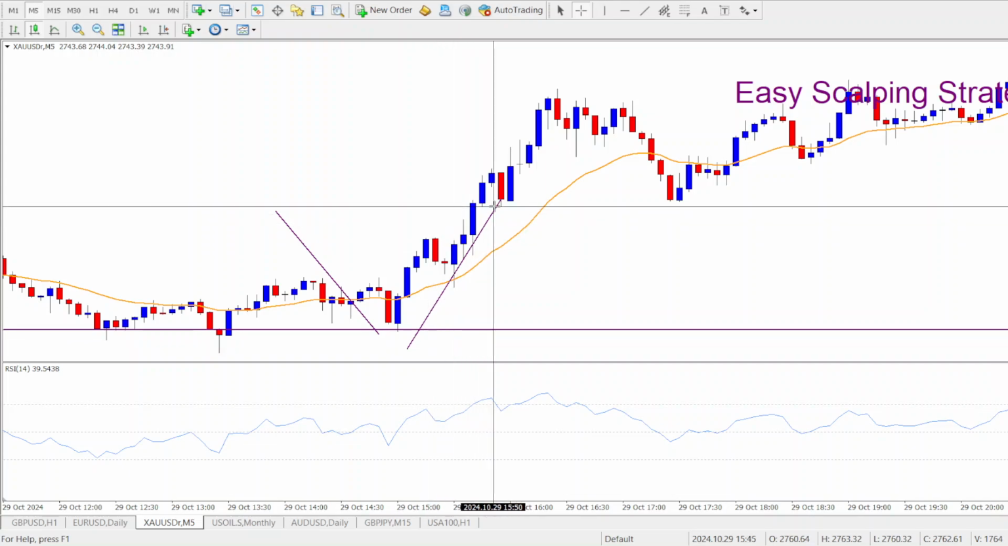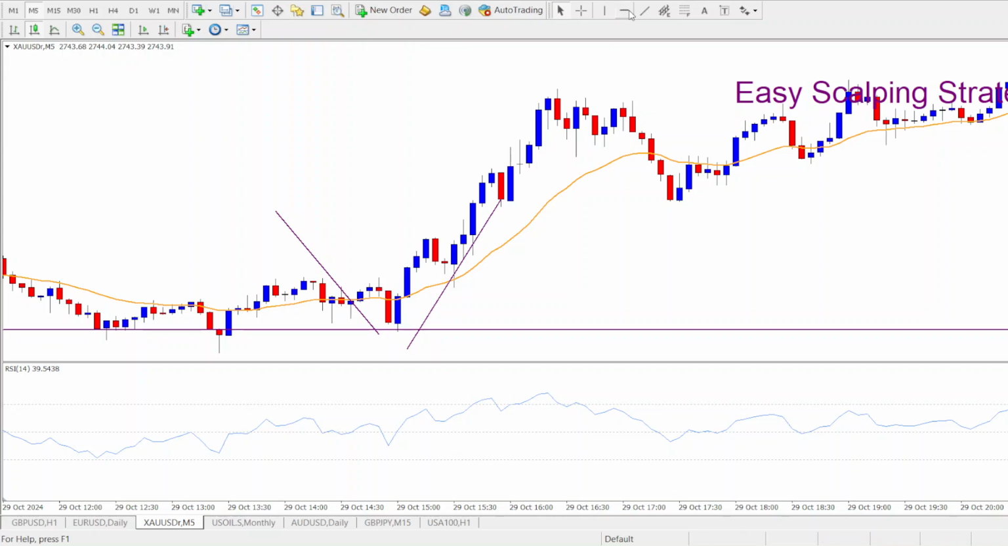Okay, then as for your take profit, you should be targeting perhaps the next resistance level, or you can also be watching out for when the RSI enters the overbought level and begins to point downwards. So that is your confirmation for an exit. Okay, that's your confirmation for a buy exit, right?